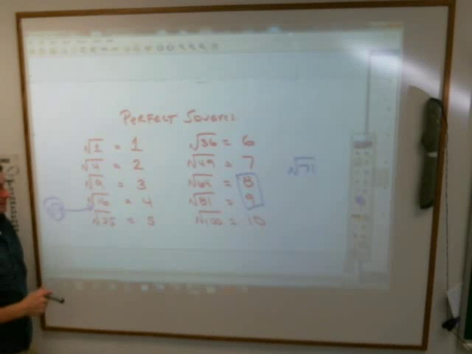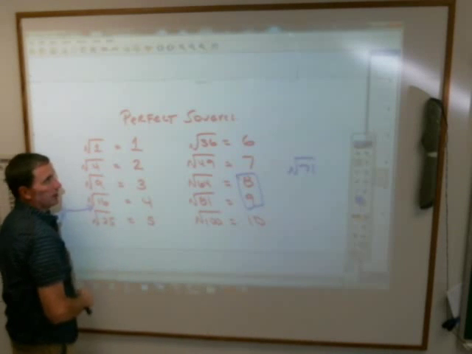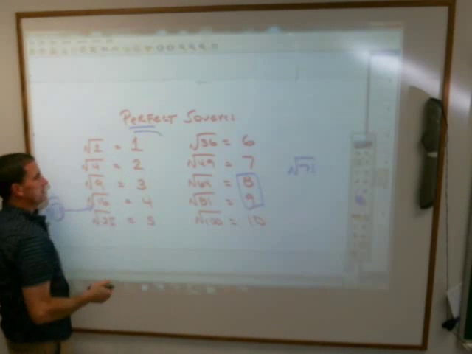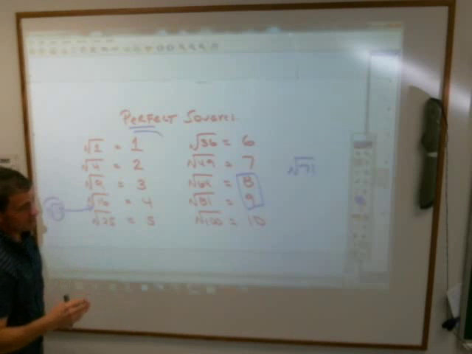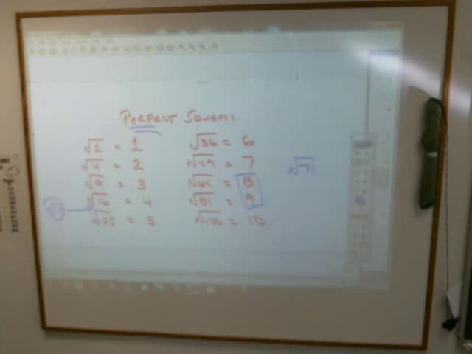So square roots are tough to think about because there are only certain ones that work out perfectly. The rest of them are what we call irrational. They don't make sense because they end up being decimals that go on forever and forever.